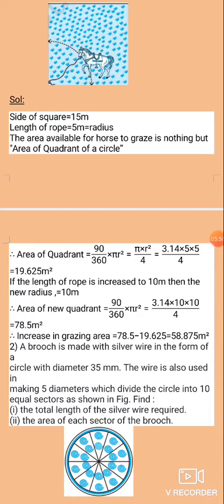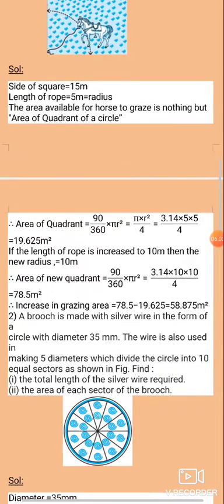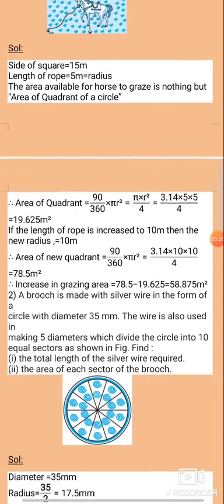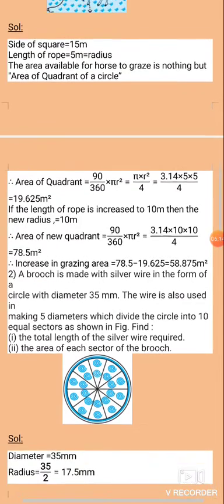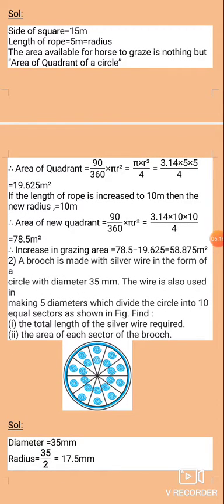So total length of the silver wire means what? The 5 diameters and also its circumference. So 5 diameters plus the circumference. The diameter is equal to what is given here, 35 millimeters. So radius is equal to 35 by 2, which is equal to 17.5 millimeter.